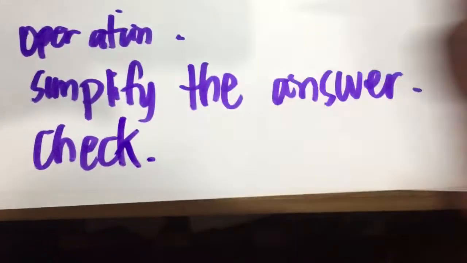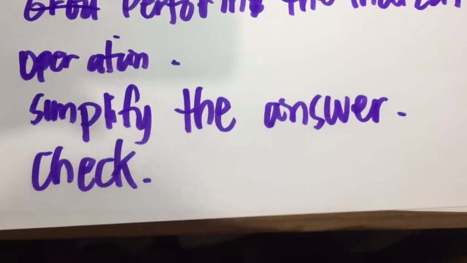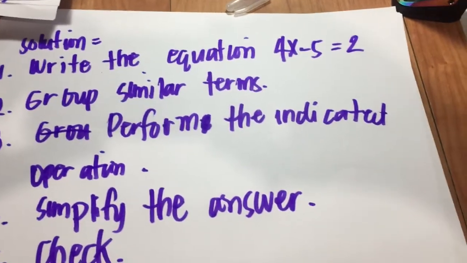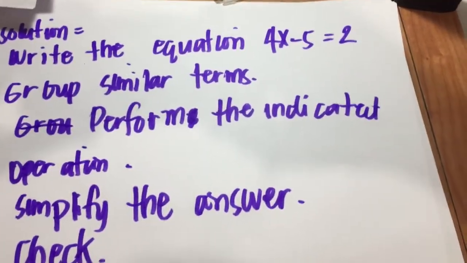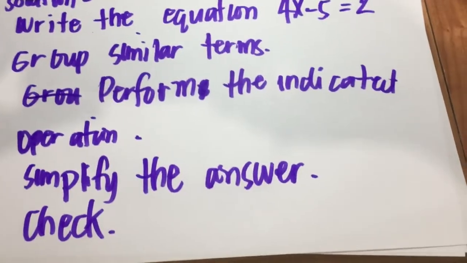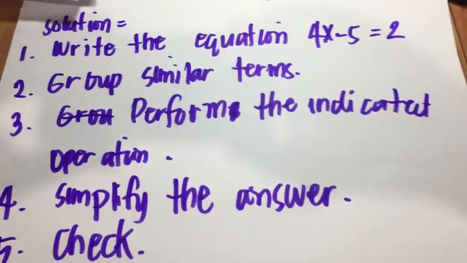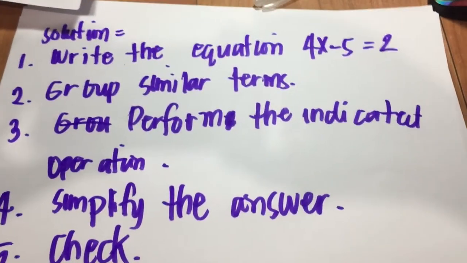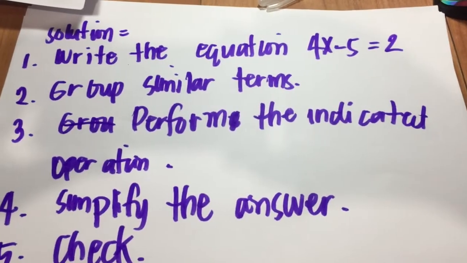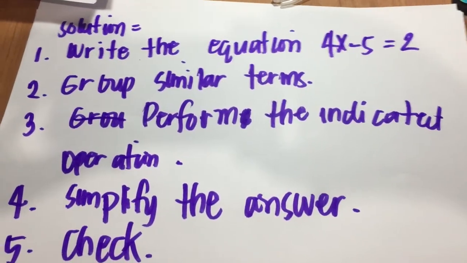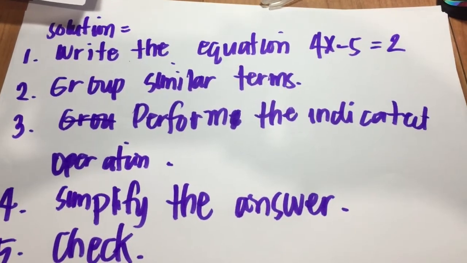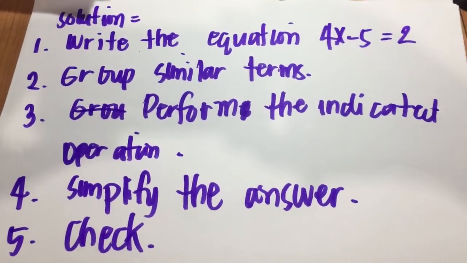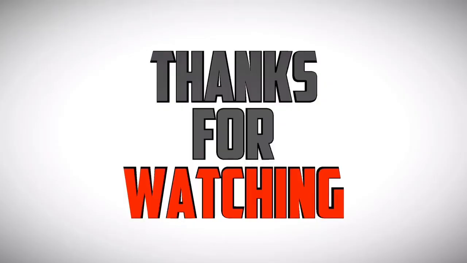We're going to discuss number 5 or the last step as we go on with our lesson. So again, these are the 5 steps in solving a simple equation involving one operation on whole numbers and fractions. Okay, let us read it. First one is write the equation. The second one, group similar terms. We're going to group all the constants and all the variables. Three is to perform the indicated operation. Four, simplify the answer. And lastly, you have to check your answer.